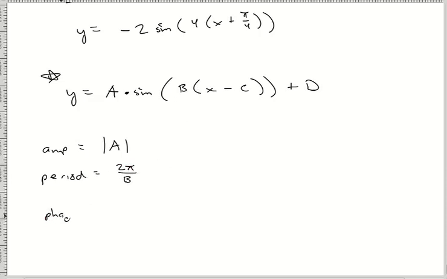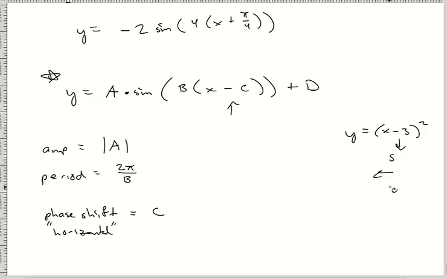We have this new thing called phase shift, which is basically just horizontal shift. Which is just C. But notice that my formula has a minus sign. Do you remember back in the day, inside opposites? Let's just say I had (x minus 3) squared. Where's this shifting? Is it shifting to the negative side, to the left? No. That's shifting to the right by 3. Inside opposites.